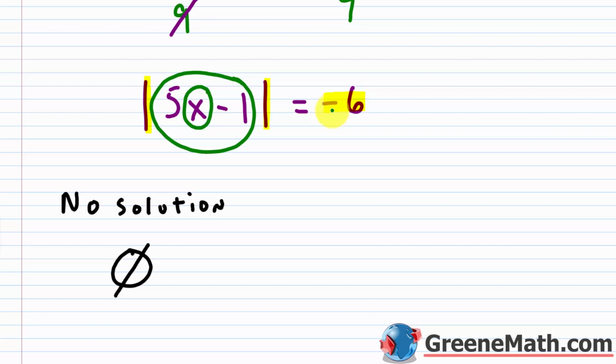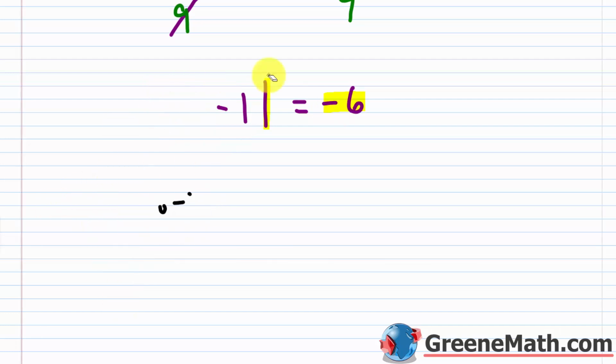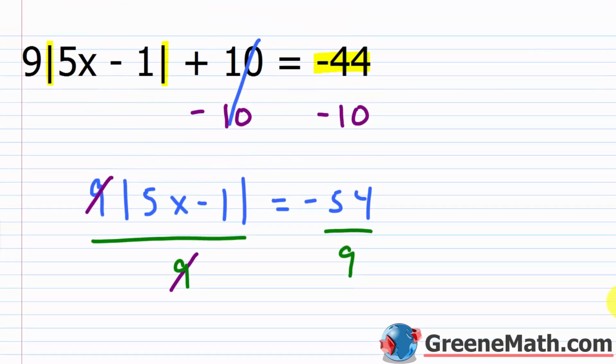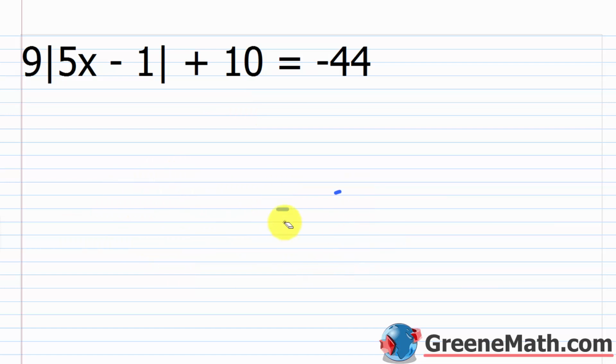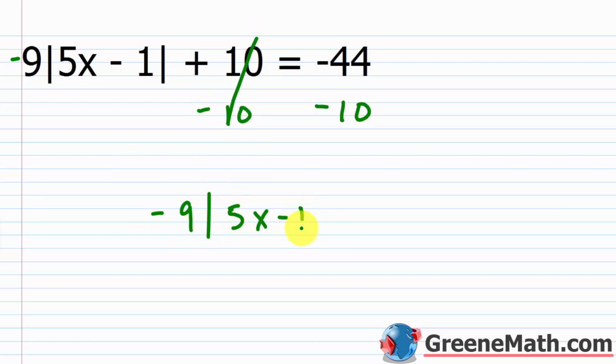Now, let me show you one thing real quick. Just want to make sure we're crystal clear on this before we move on. If, for example, I change this problem, and I'm not going to go all the way through, but if I change this problem to a negative out in front, you will have a solution. Okay, let's work through that real fast. I'll just show you. If I subtract 10 away from each side here, that would cancel. I'll have -9 times the absolute value of 5x minus 1 is equal to -44 minus 10 is -54.